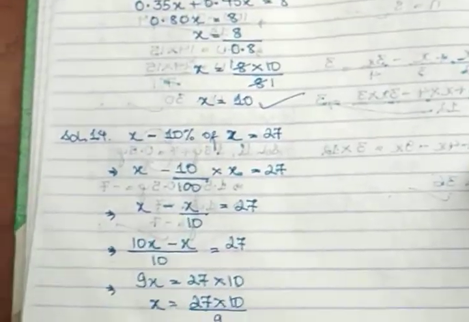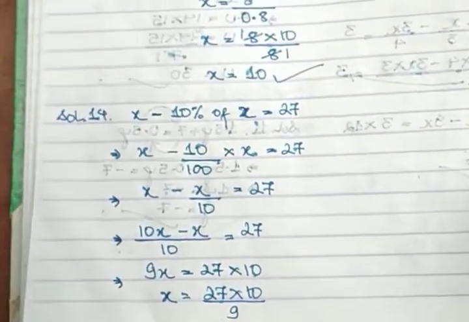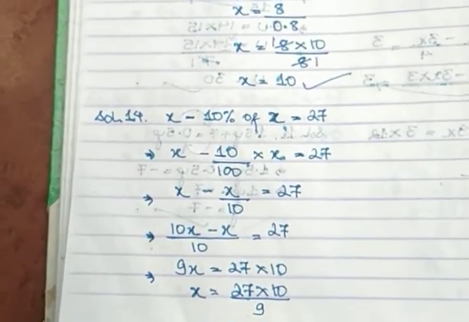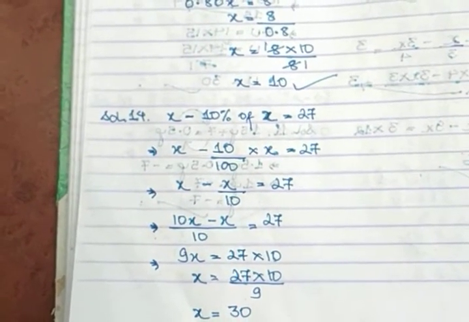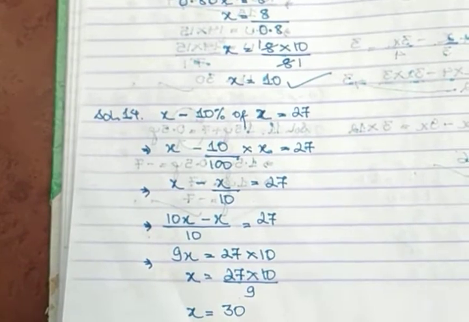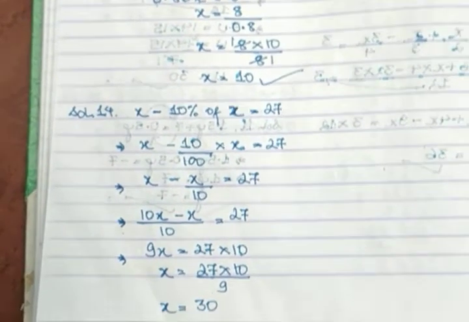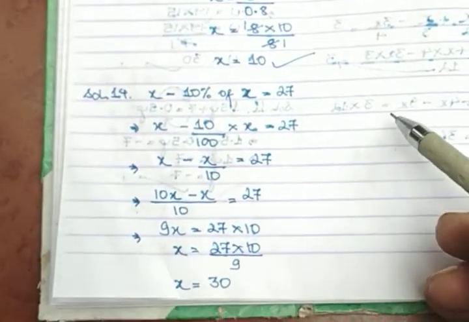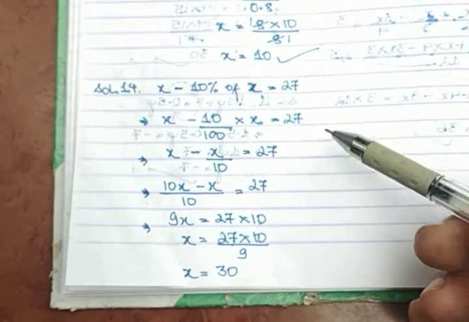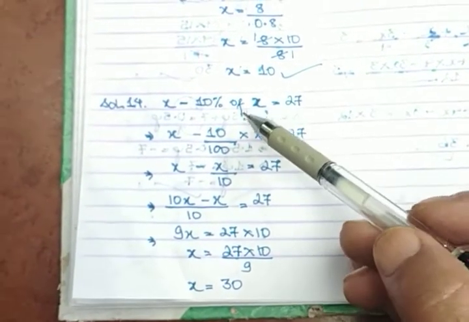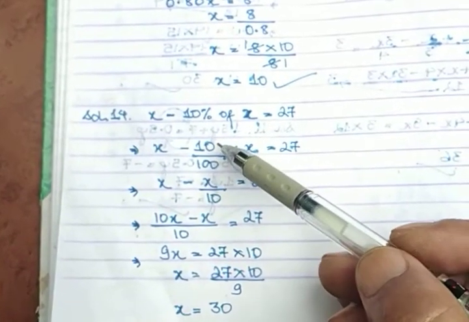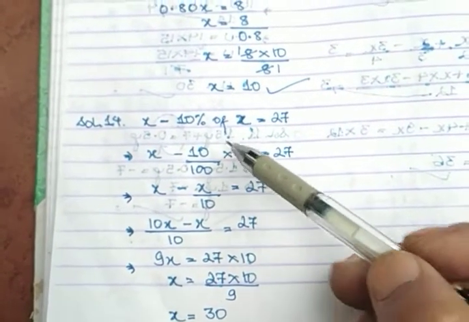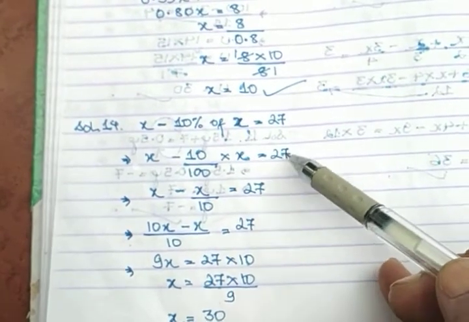Okay, so the final sum for today is x minus 10% of x equals 27. So first of all, we need to convert it from the language to the equation form, because there is language like percentage and of, isn't it? So percentage means what? Simple, 10 divided by 100. Of means into, so into x. That is what I have done in the second step.